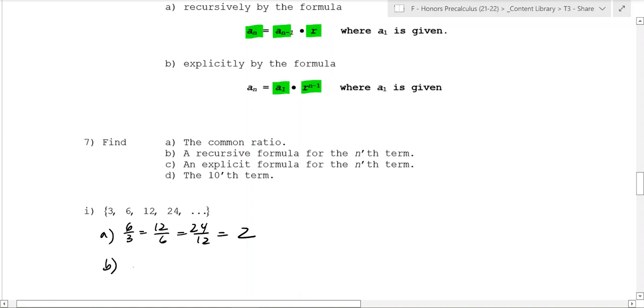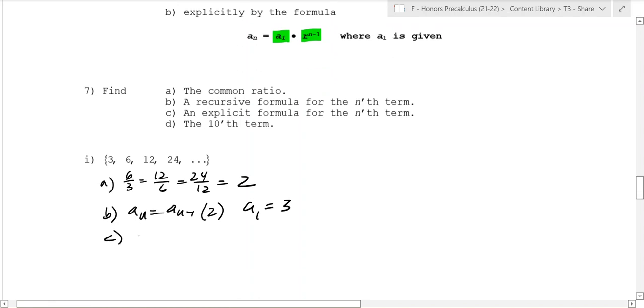For B, it's asking for a recursive formula, so that's just going to be a sub n is equal to a sub n minus 1 times the common ratio, which is 2. You just multiply the last one times 2. Relatively straightforward, but then you have to say a sub 1, where does it start, is equal to 3. But then C, what's the explicit formula going to be? That's a sub n equals the first term, which is 3, times the ratio to the n minus 1 power.